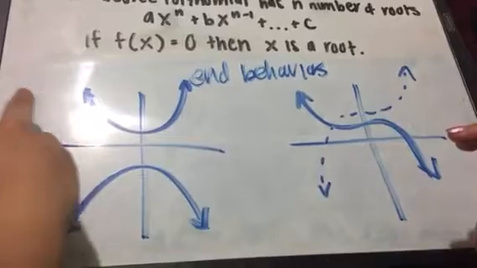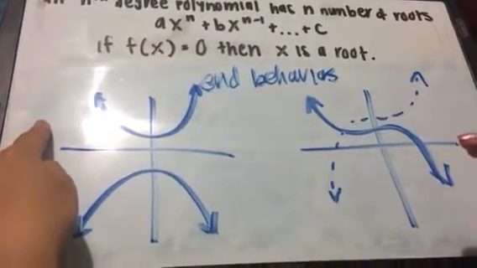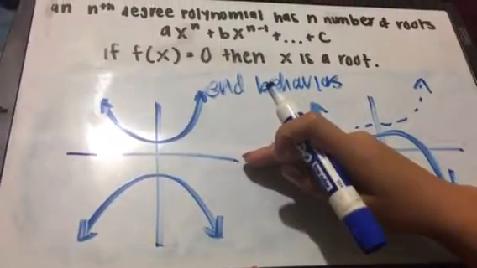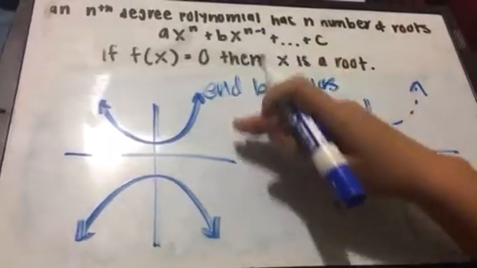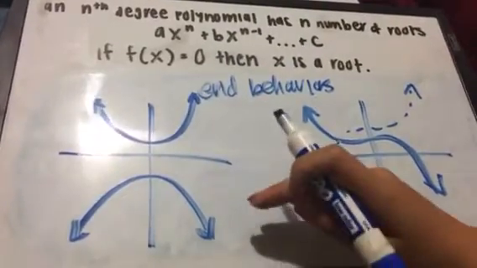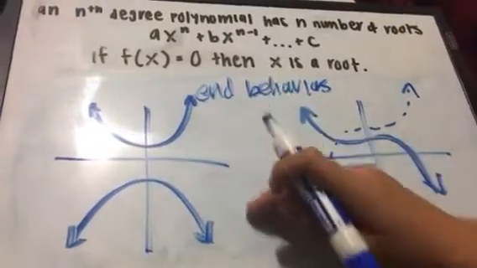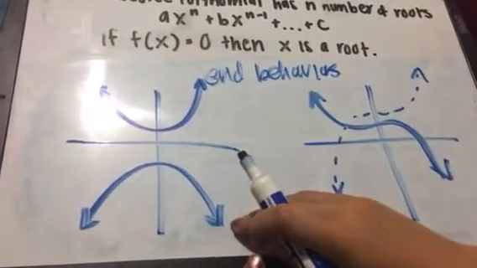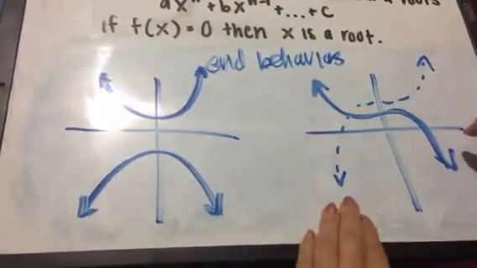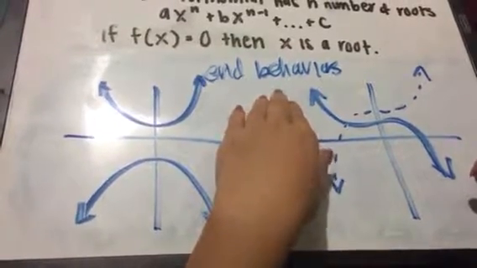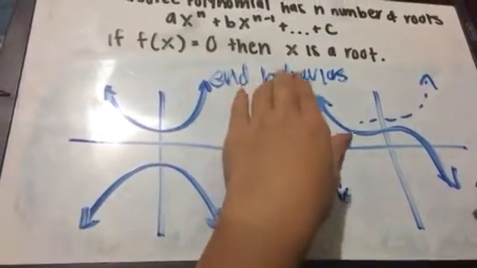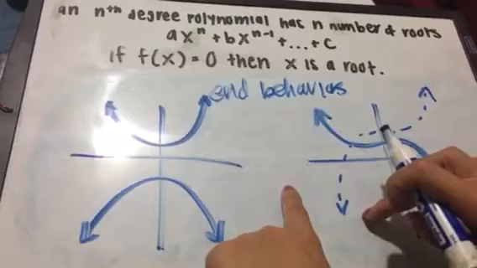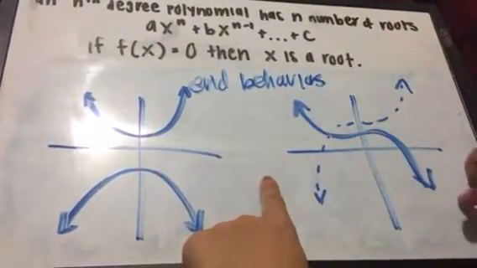And so if you look at even degree polynomials, the function, the graph, can either exist above the x-axis or below the x-axis. It doesn't necessarily need to cross through the x-axis. And that's because the end behaviors are the same. Versus for odd functions, the end behaviors are in opposite directions, meaning that the graph will inevitably have to cross the x-axis, as it does in this graph and as it does in this graph.